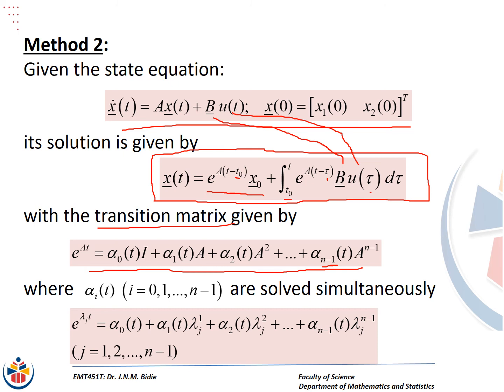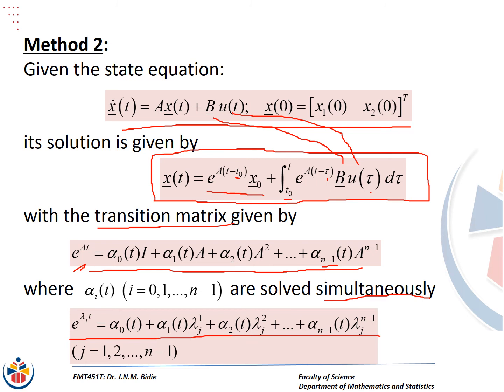And also note our alphas, they start from 0 to N minus 1. If we want to solve for the alphas, remember that this is just e to the power at. It's given by that formula. But now we need to figure out what is alpha naught, what is alpha 1, what is alpha 2. We are told that we solve them simultaneously using our eigenvalues. So our eigenvalues also come into play here.